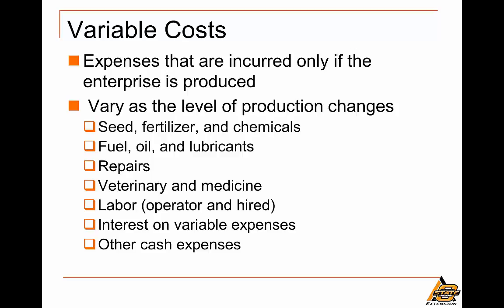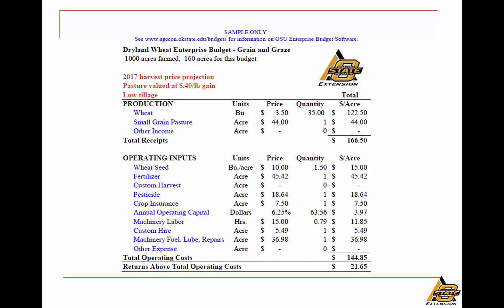If a farm operator or family member supplies labor, a wage rate or salary that represents earnings if employed elsewhere would be shown. This illustrates one of the most important concepts in economics, and that's opportunity cost. The opportunity cost of labor is the return the resource could earn when put to its best alternative. So in the wheat budget example, the total operating cost is around $145 per acre.